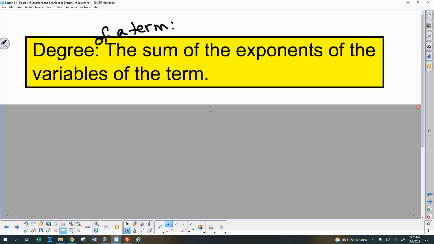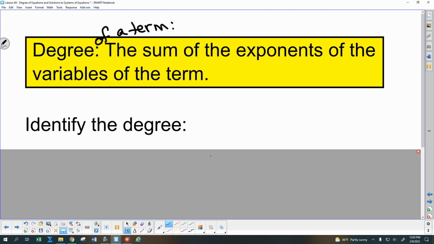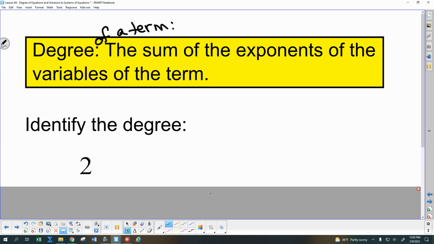that means I need to look at it. Does it have any variables? What are the variables? What are the exponents for just the variables? And add all of those up, and that will be the degree of the term. So if I just take a constant like 2, does it have any variables? So no variables, no exponents. Its degree is 0.